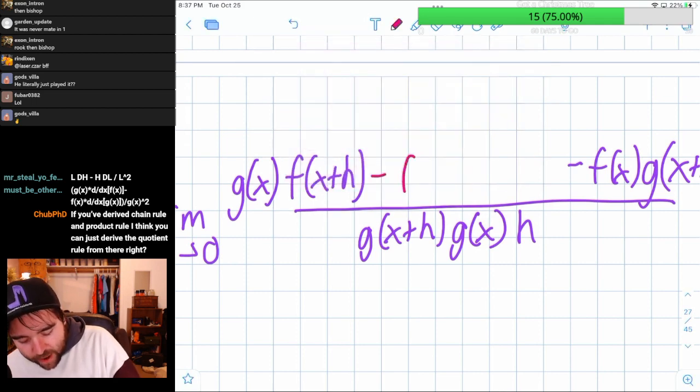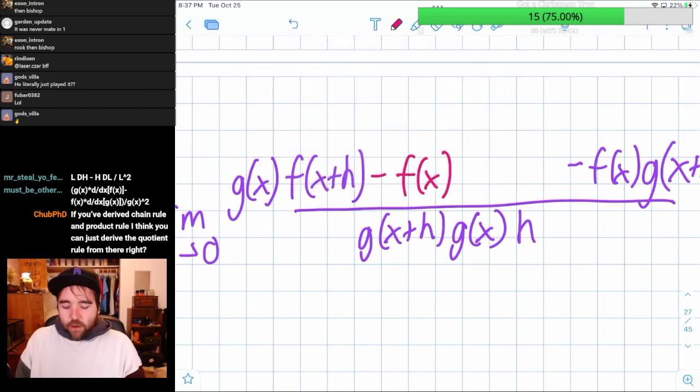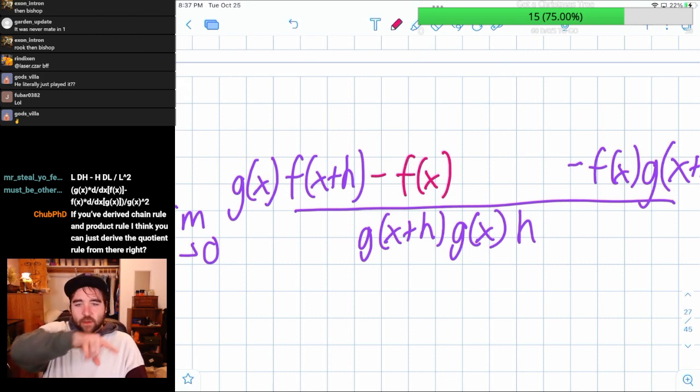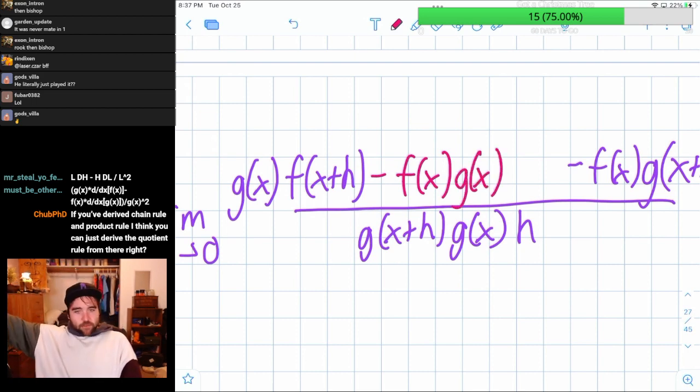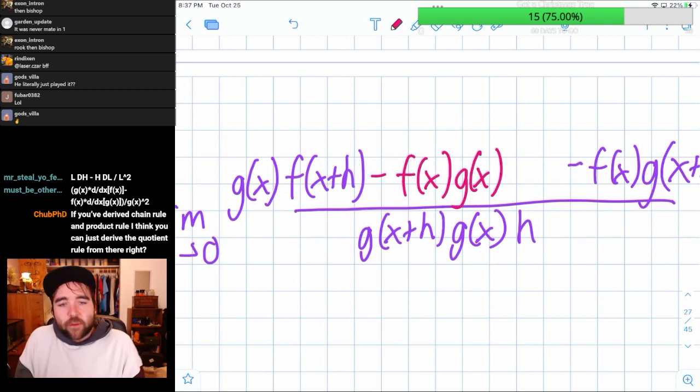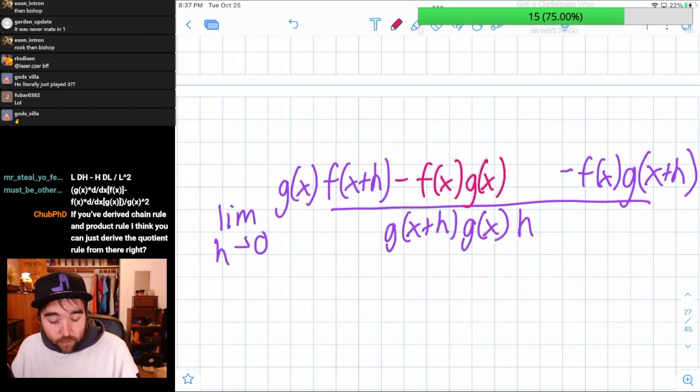So we're going to do a minus f of x here so that we have the f of x plus h minus f of x. But then, in order to factor out g of x, because we have to get the g of x away from both of them, that's why we have to be subtracting minus f of x times g of x, because that's what's just going to make it work out.